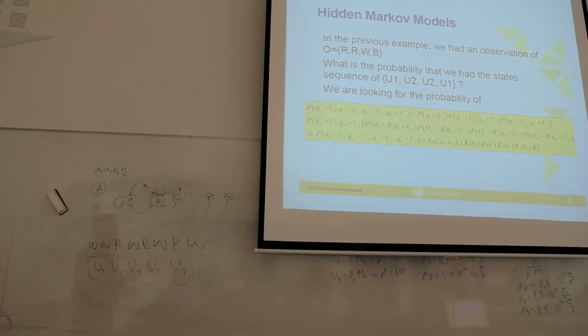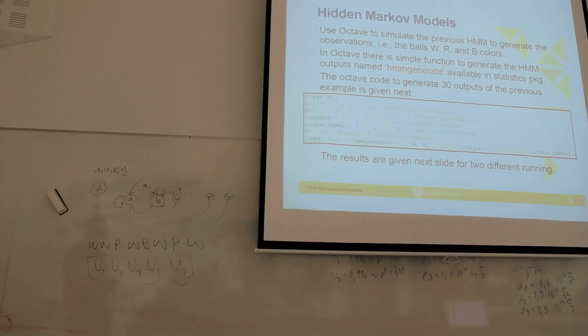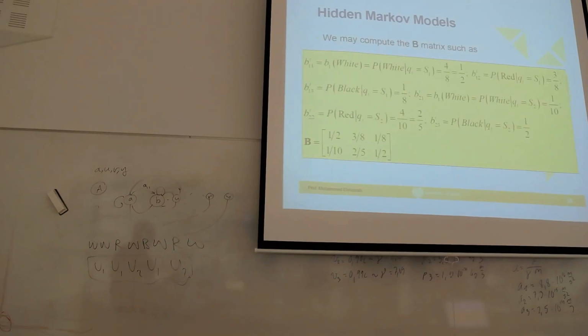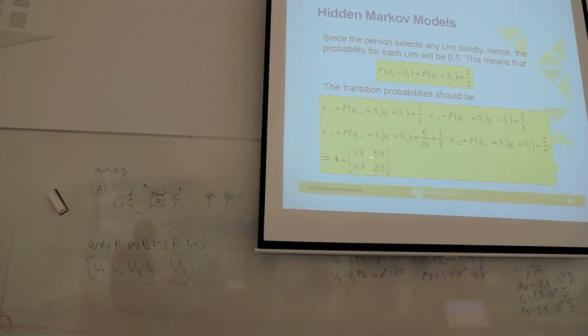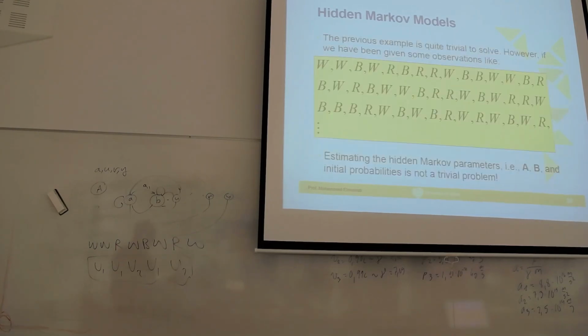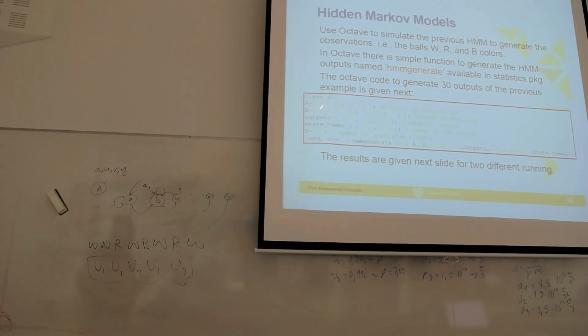Of course, you can generate them by writing some code, but functions have already been built to do that. In Octave or Matlab, they use hmmgenerate, where HMM means hidden Markov model. In this function, you put the transition matrix A. I just took it from the example: 3/8, 5/8, 3/5, and 2/5. So you can see that I put them here. This is the transition probability matrix. Then we have matrix P, which represents the observation or output probabilities, also taken from the calculations.